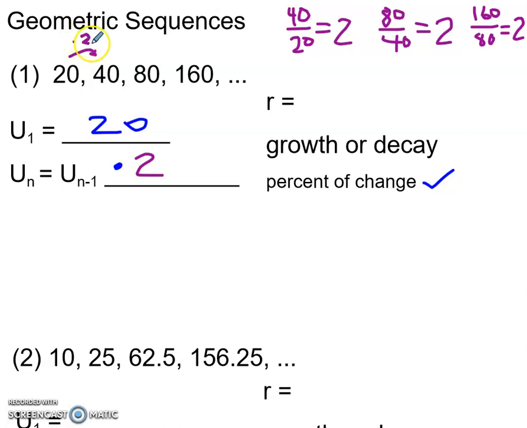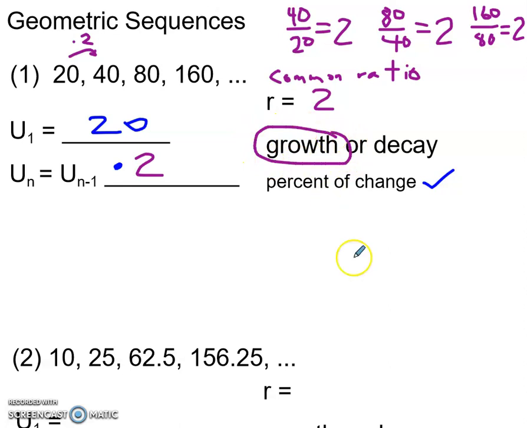And that number we're multiplying by is actually the R value. R stands for common ratio. Now clearly this problem is a growth since the answers are going up.